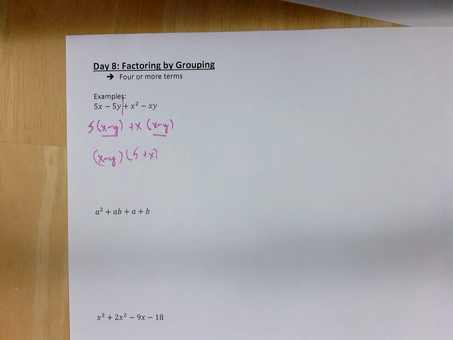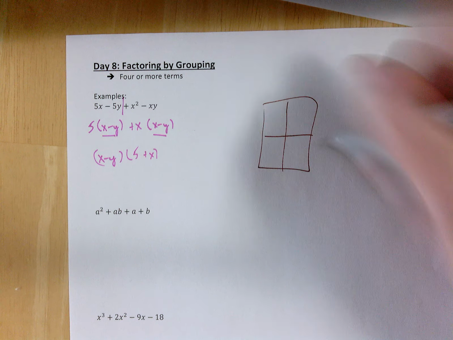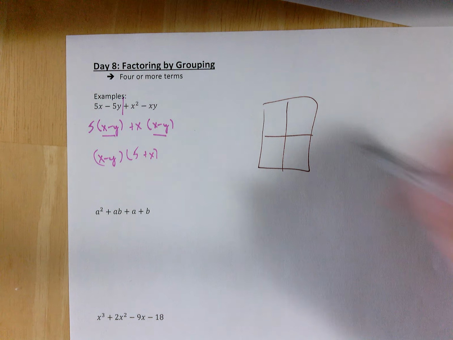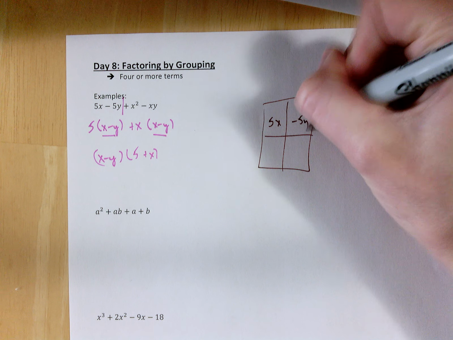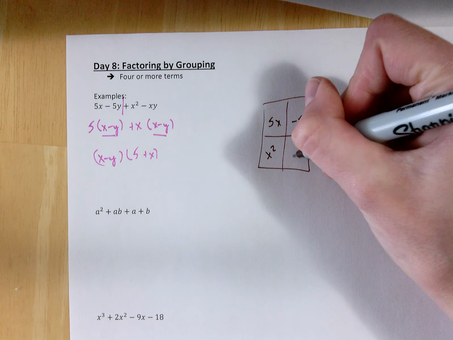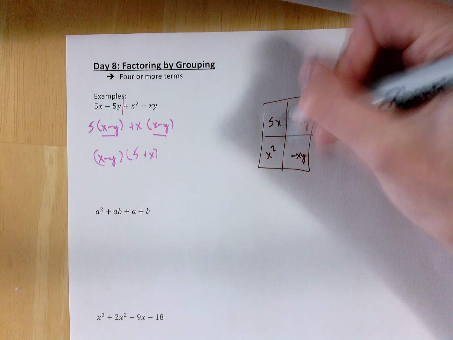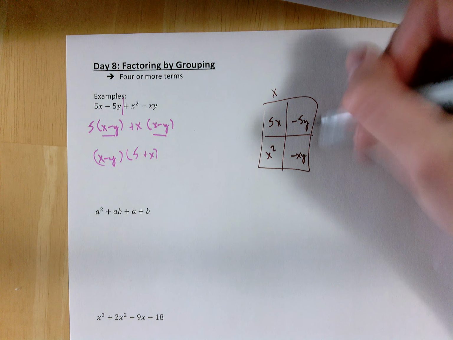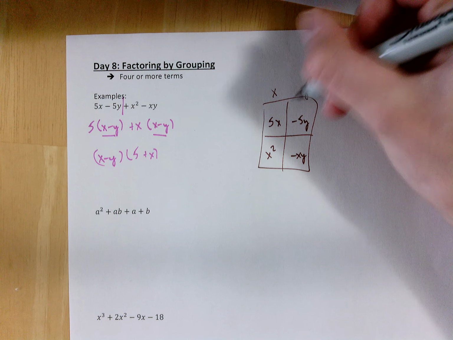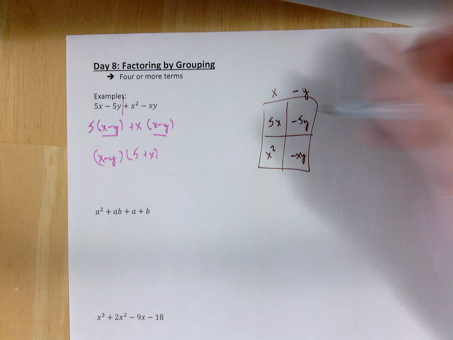So that's the first way you can approach and organize this. Now there's a second method where you use a box. For this method, you just write the problem in: 5x minus 5y plus x squared minus xy. Then you GCF each row and column. The common factor in this column would be an x, so that goes on the top. The common factor here would be a y, but just like before, you take the sign of whatever the closer thing is. So I'm taking a negative y out.